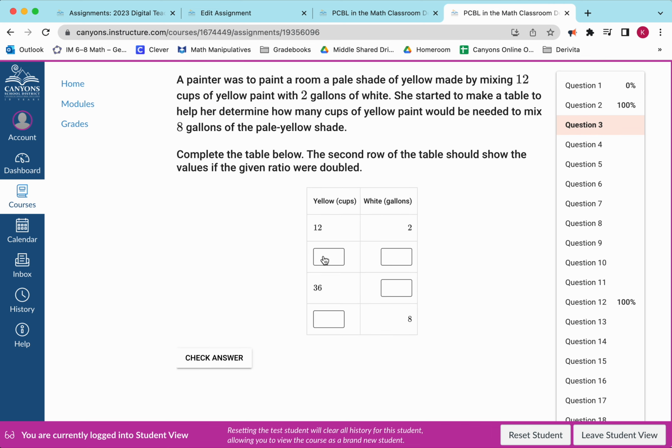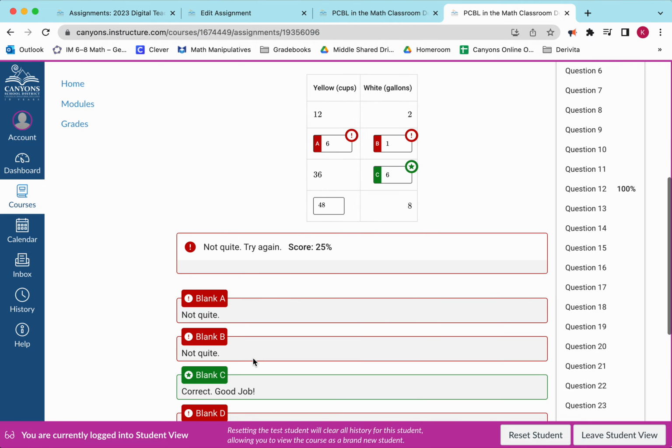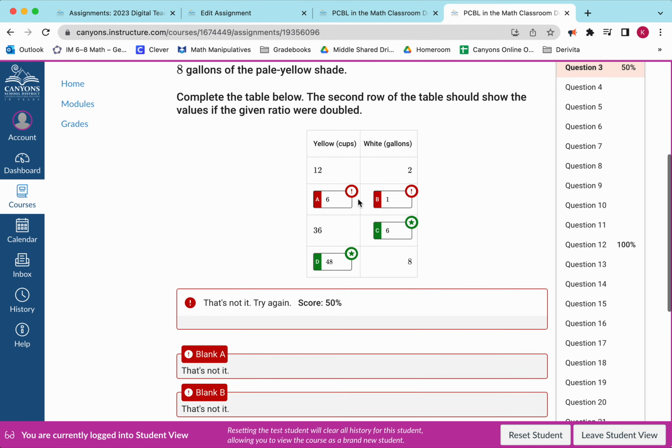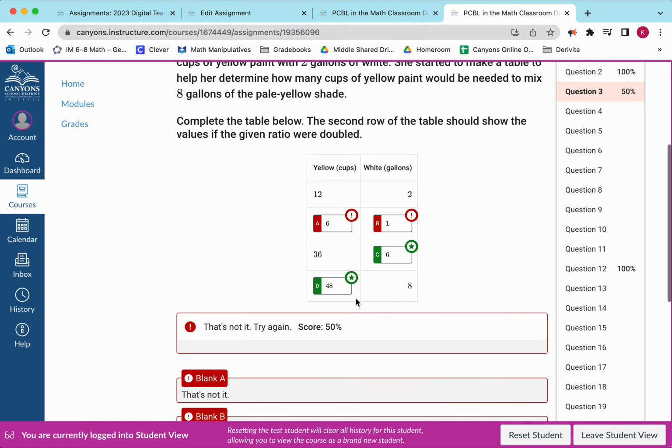Complete the table. So maybe I can do 6 and 1, 36 and 6, and then I'm going to mess this one up. And, oh man, 6 and 1 didn't work, and 40 is not correct. So they get that feedback, and then, unlike Canvas, where you have to reload the whole assignment again, one cool thing is they only have to change what is incorrect. And then of course, if I read the question, I might know better what goes right here. And then they would be able to get their feedback, very specific feedback.